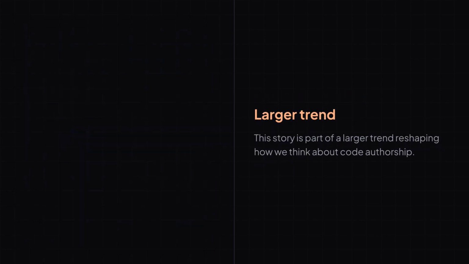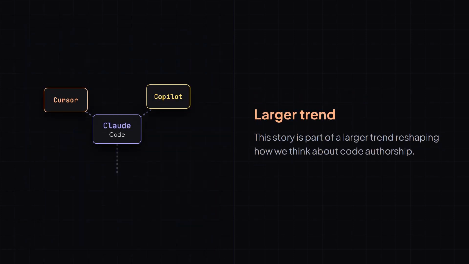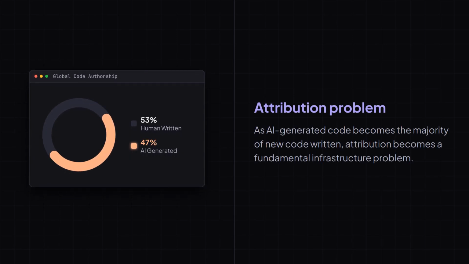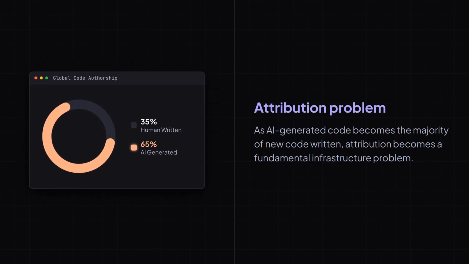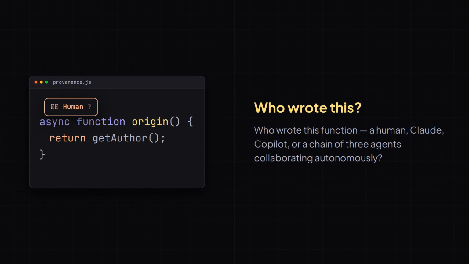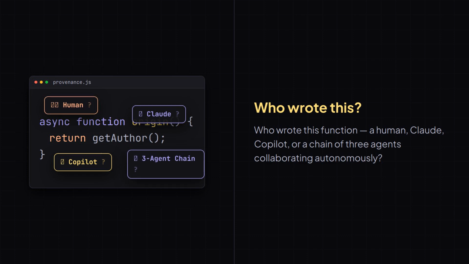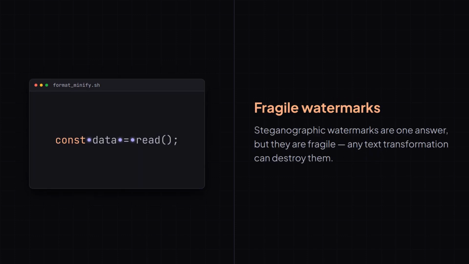This story is part of a larger trend reshaping how we think about code authorship. As AI-generated code becomes the majority of new code written, attribution becomes a fundamental infrastructure problem. Who wrote this function? A human, Claude, Copilot, or a chain of 3 agents collaborating autonomously? Steganographic watermarks are one answer, but they are fragile. Any text transformation can destroy them.